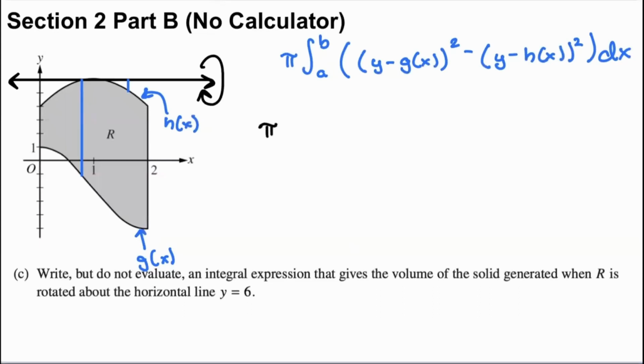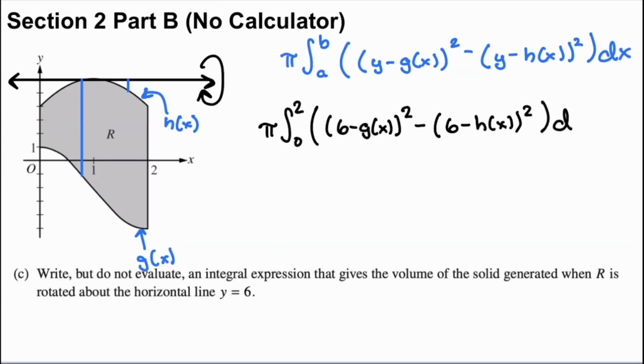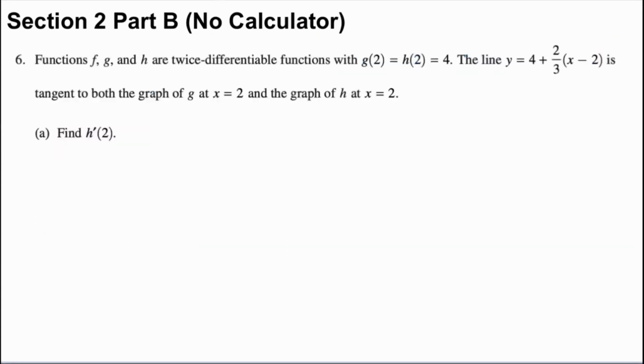So this is going to be pi times the integral from 0 to 2. And our y value is 6. We're given that it's 6. So we're going to say 6 minus g of x. I'm not going to write that monster of a function again because I don't have to evaluate this. So I'm just going to write it as g of x. And same thing here, 6 minus h of x, squared, dx, and you're done. That's the question. Now for the final question.